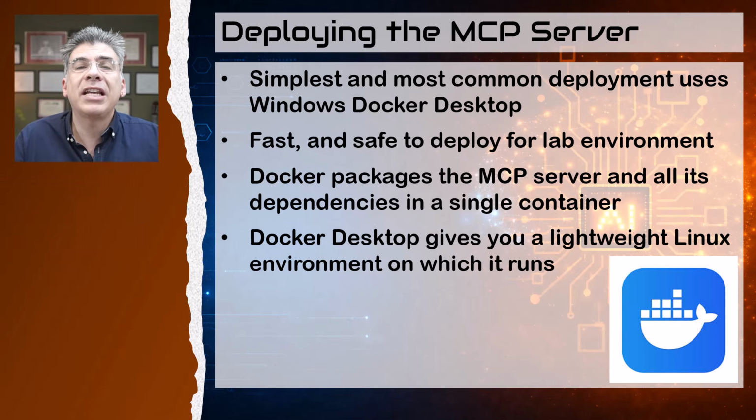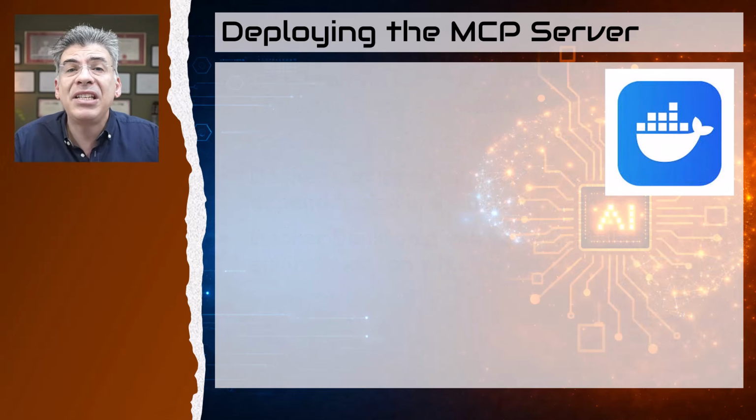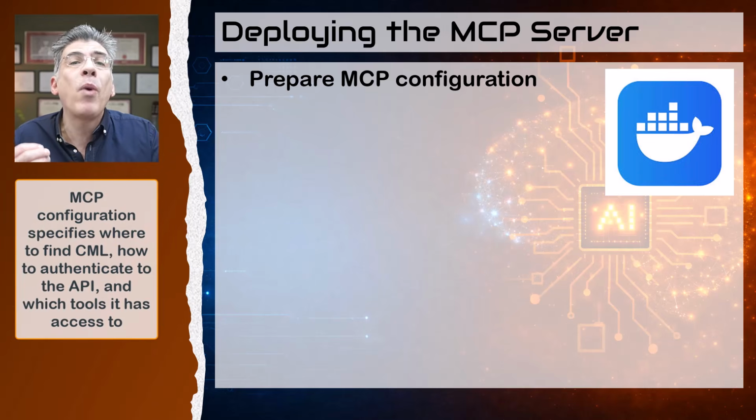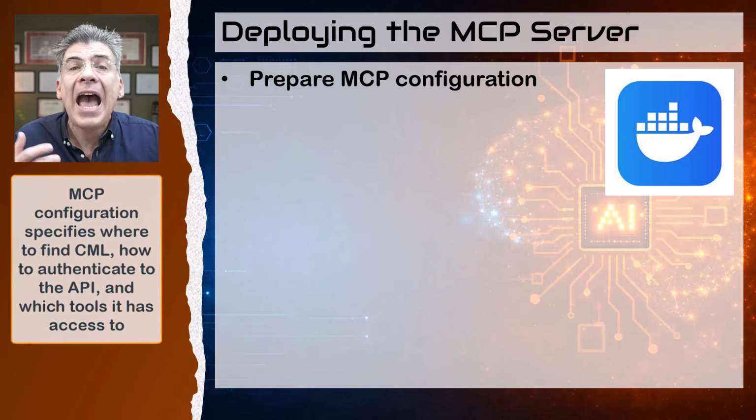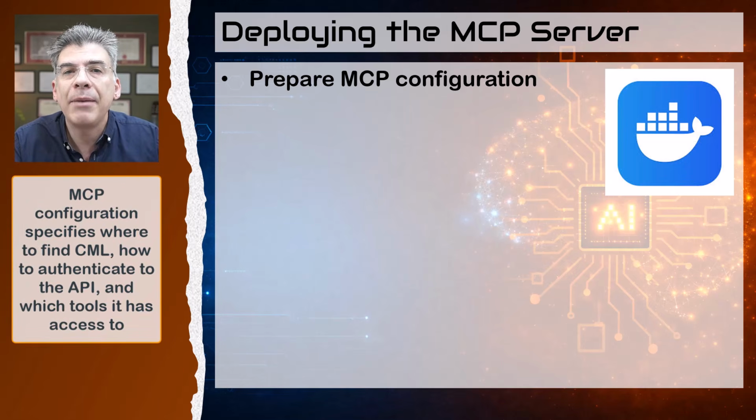Now, once Docker Desktop is installed, the only thing you need to verify is that it's running and you can see the Docker icon in your system tray. Then you can prepare the MCP server configuration. This config tells your MCP server where to find the CML service, how to authenticate to the CML API, and which tools you want to expose and manipulate using MCP.